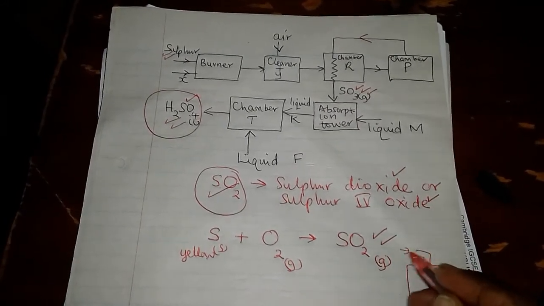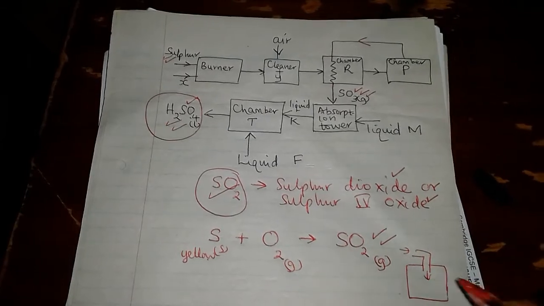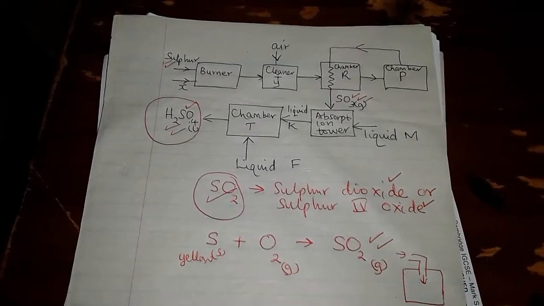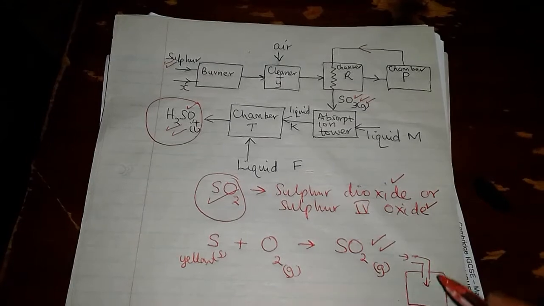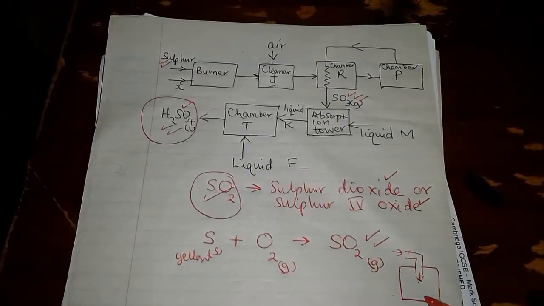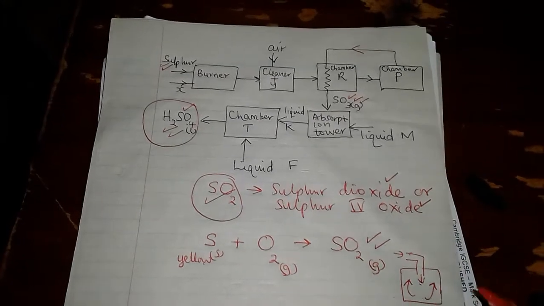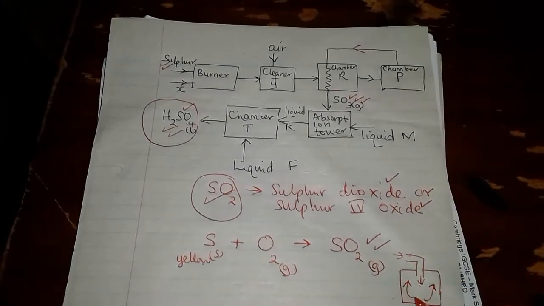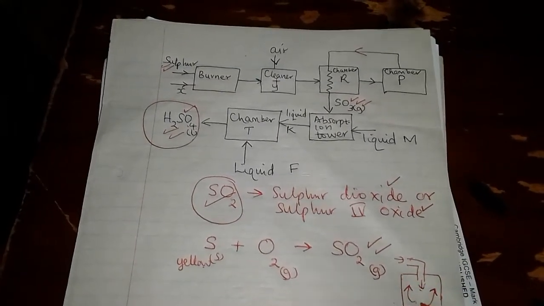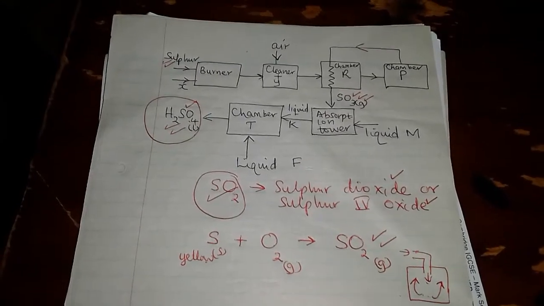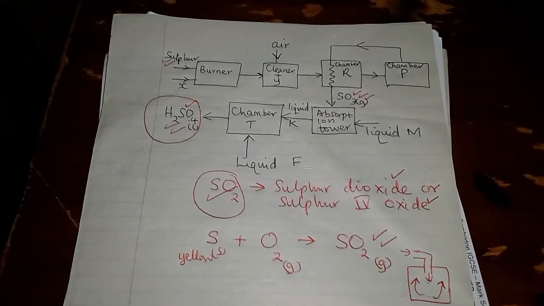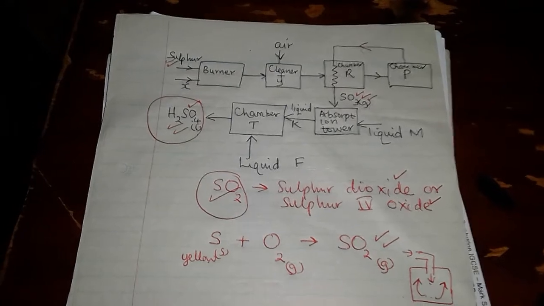Downward delivery. The gas delivered downwards shows that it's denser than air. So it gets delivered downwards, then displaces the air inside this gas jar upwards. That's why we say downward delivery of the gas or upward displacement of the air inside this gas jar. That's how sulfur dioxide gets collected.